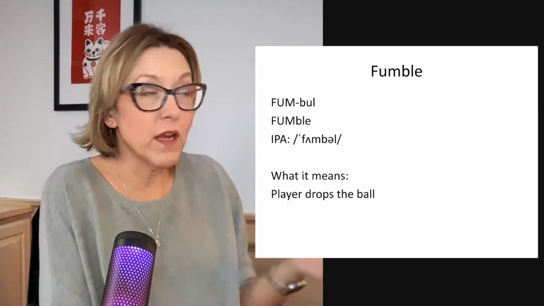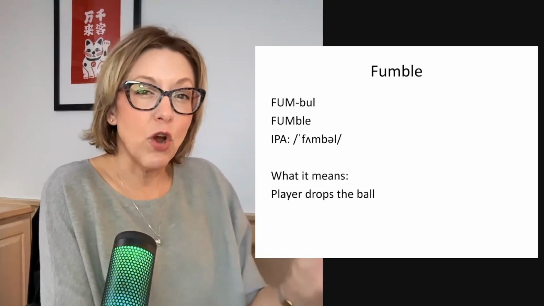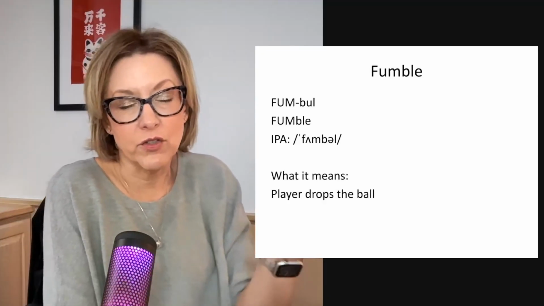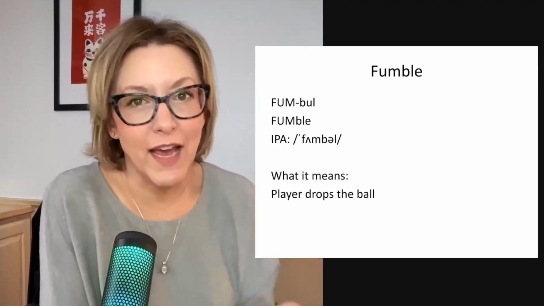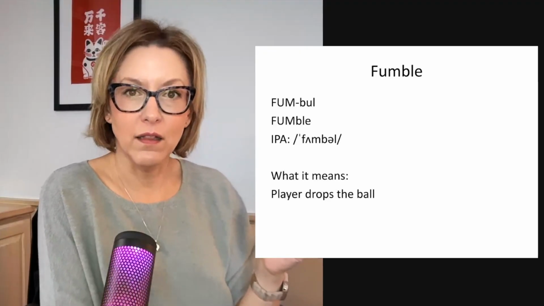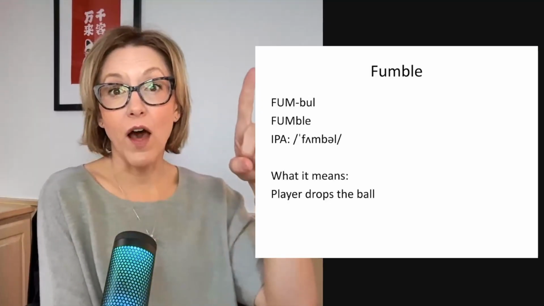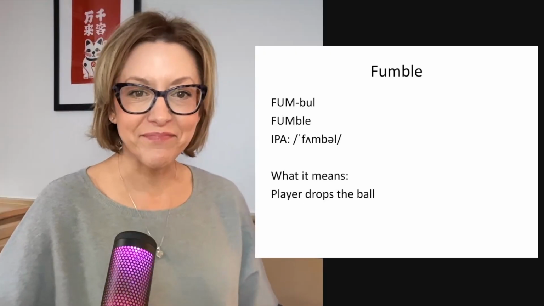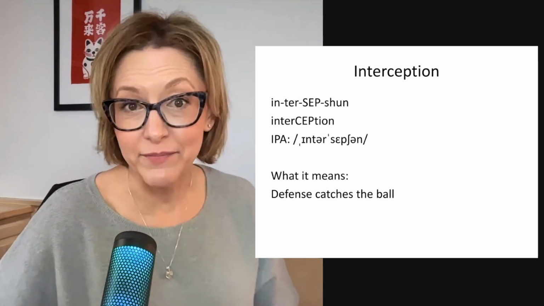Syllable number 2, think about saying the word bull, like the animal. And to do this, don't forget to move from that U sound, that short, unstressed sound, to the L. Keep the air moving out of your mouth while you do that. Let's put it all together. Fumble, fumble, fumble. Next up, we have interception.